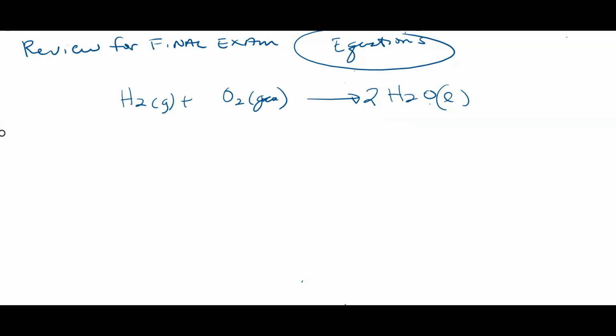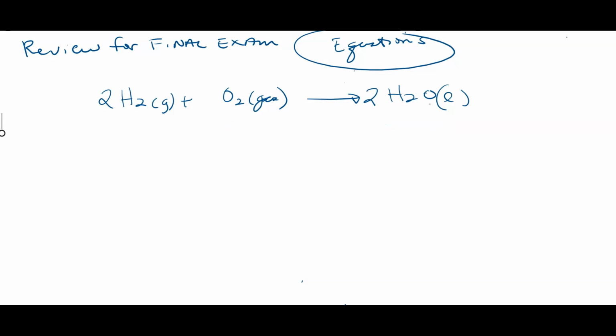But now I've done 2 times 2 is 4 H's, and that does not balance. So I need to put a 2 here, and then everything balances. I see 4 H's here, 2 O's here, 4 H's here, and 2 O's here. So this balances now.